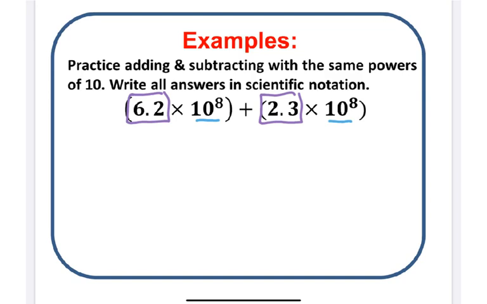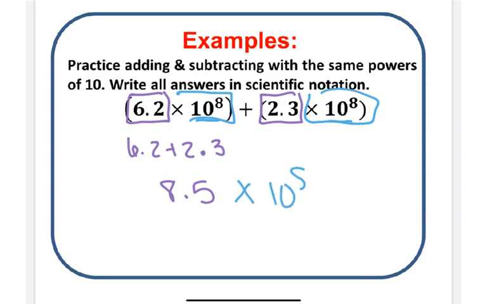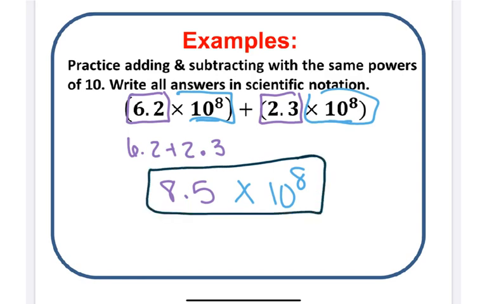So when we add those, you should end up with 8 and 5/10. And then all we do is we keep the power. So times 10 to the 8th. So this would simplify to 8 and 5/10 times 10 to the 8th.